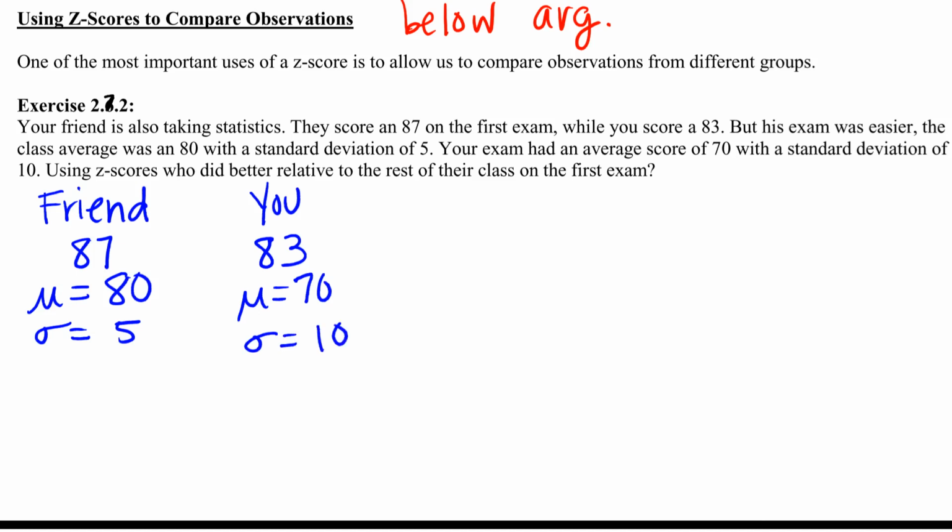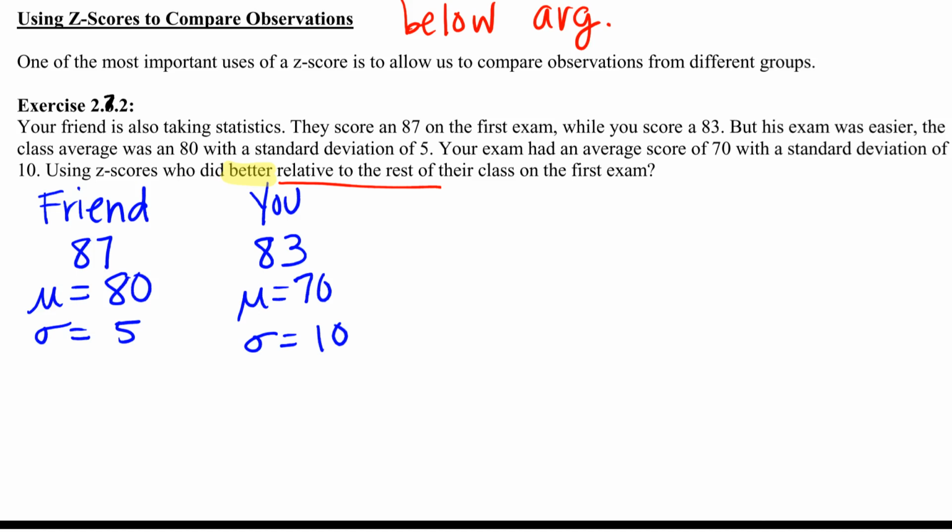All right, using z-scores, who did better relative on the test? So this one we know is a better question. It doesn't talk about unusual, it talks about better. Like I said, there are 2 questions I could be asking. And the only way to figure out this better relative to the rest of your classes is to use z-scores.